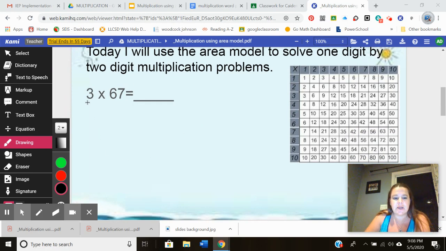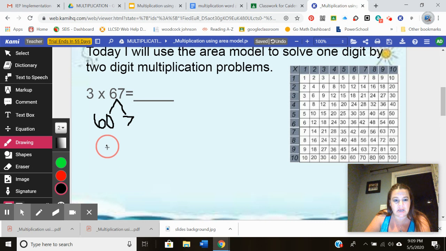So my first problem is 3 times 67. The first thing I notice, I have a 2-digit number here. That's hard to multiply, so I want to break it apart, or decompose it. I notice the 6 really means 60, so I'm going to write 60 here. And then the 7 is in the ones place, so it just means 7.